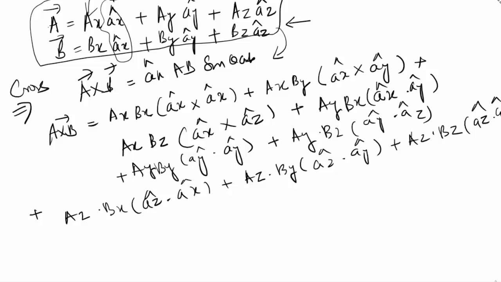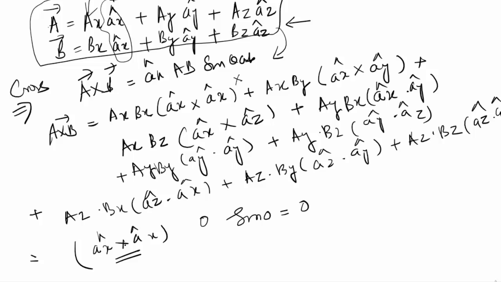What I understand from this is that for the Ax into Bx component, ax cross ax, the angle between them is 0, so sine of 0 is always 0. So this will cancel out.